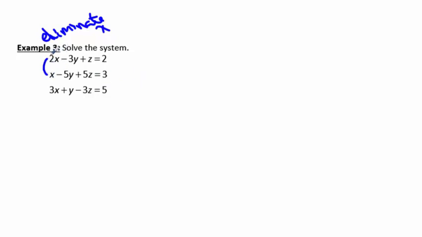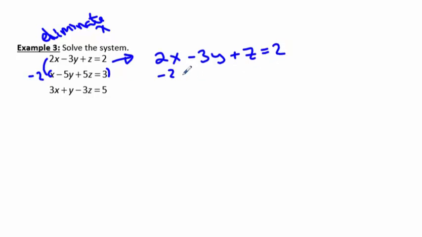If I want to eliminate the x's, I want them to have opposite coefficients. So 2x and 1x both go into 2. I'm going to want 2x and negative 2x. So I'm going to multiply the second equation by negative 2. The first equation is not going to change. It's just going to say 2x minus 3y plus z equals 2. And the second equation is going to become negative 2x plus 10y minus 10z equals negative 6.